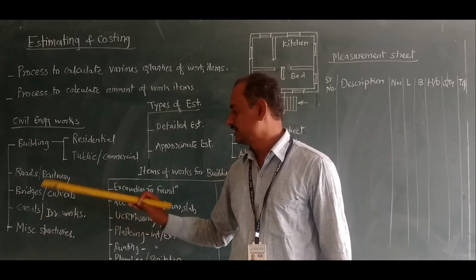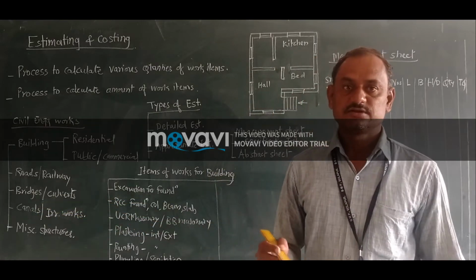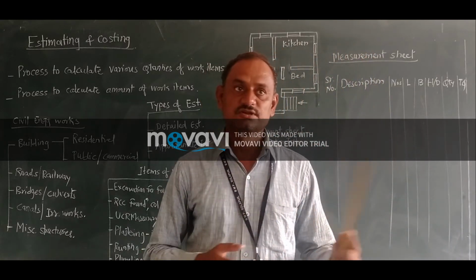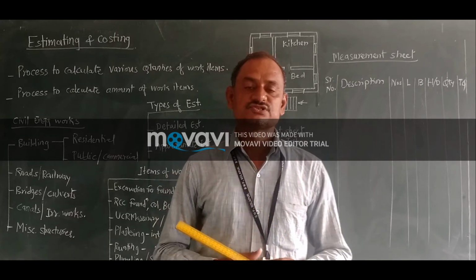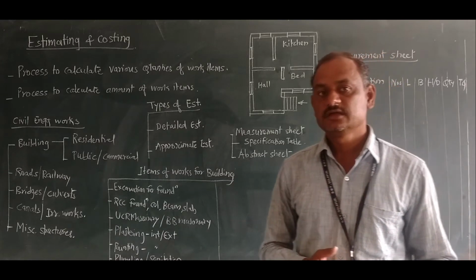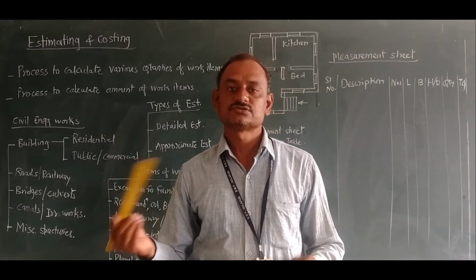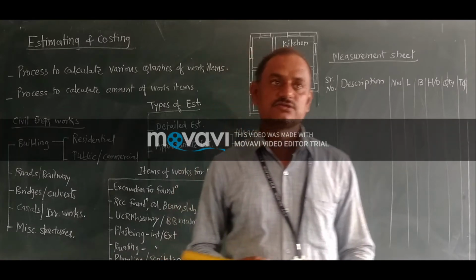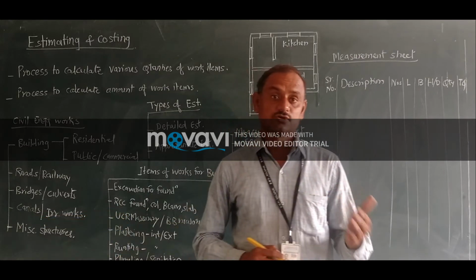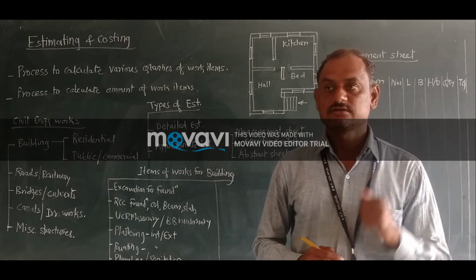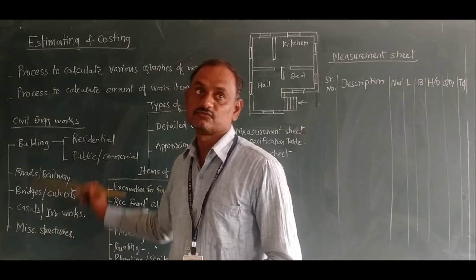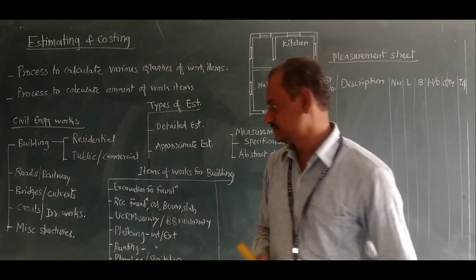Canals and irrigation works. The canal is the component part of the dam which is laid on the downstream side, and which carries water to be applied for irrigation purpose. So we also have to calculate the various quantities as well as the amount of a particular length of the canal. For that purpose we have to make the estimating process.